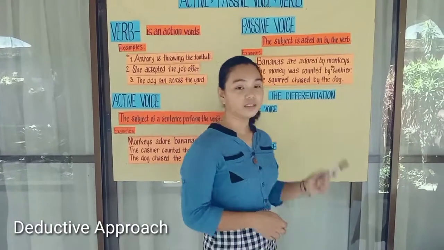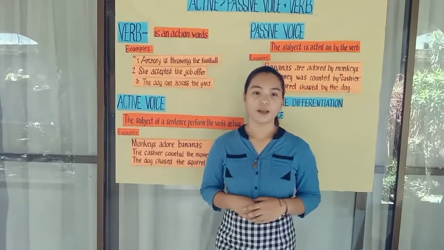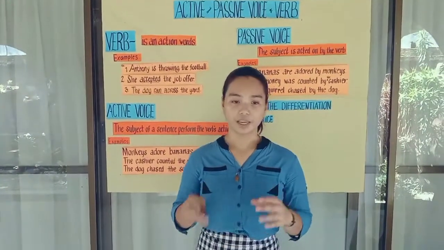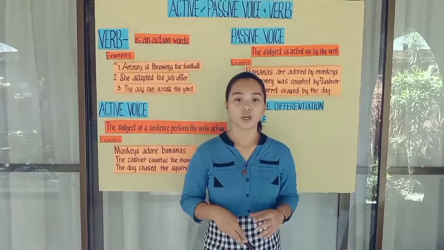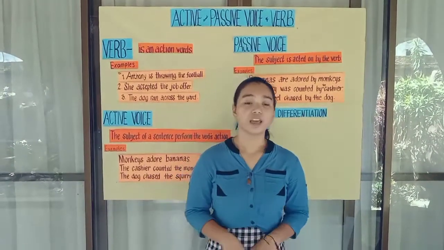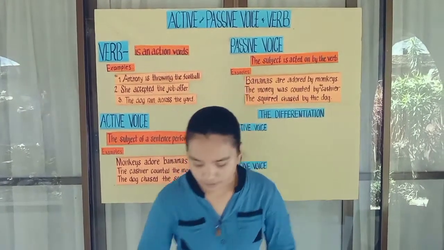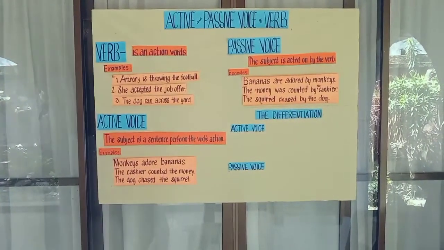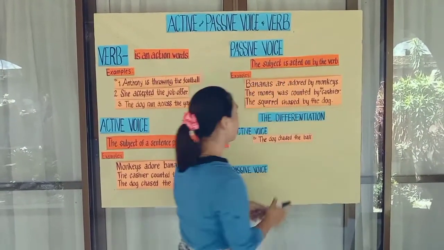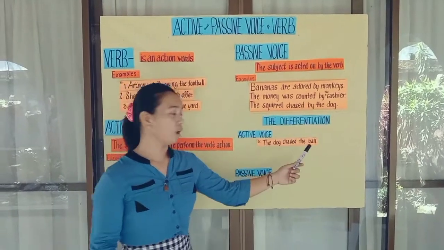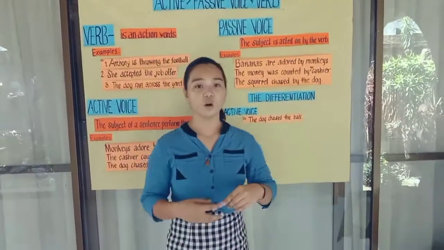So now let's proceed to the differences of active and passive voice. The active voice is the reverse of the passive voice, but the meaning would still be the same. The active voice emphasizes the person or agent who performs an action, in short, the actor. Let's look at this example. The dog chased the ball. The word dog is the subject and the ball is the object.